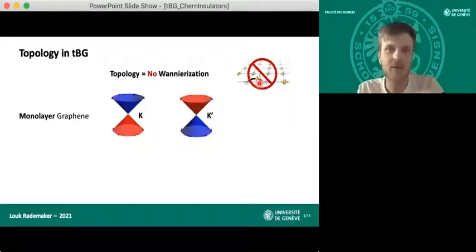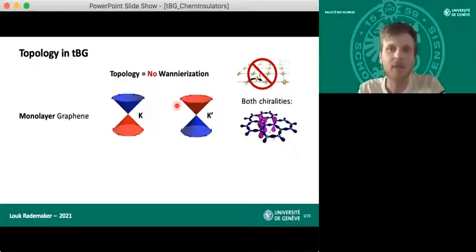Now, in a single graphene layer, you have two Dirac cones, which we usually call valleys, and each Dirac cone has a certain chirality in sublattice space. And we, of course, know graphene has a tight-binding description, so there's no topology in these bands. One way to understand that is that the two cones have opposite chirality.